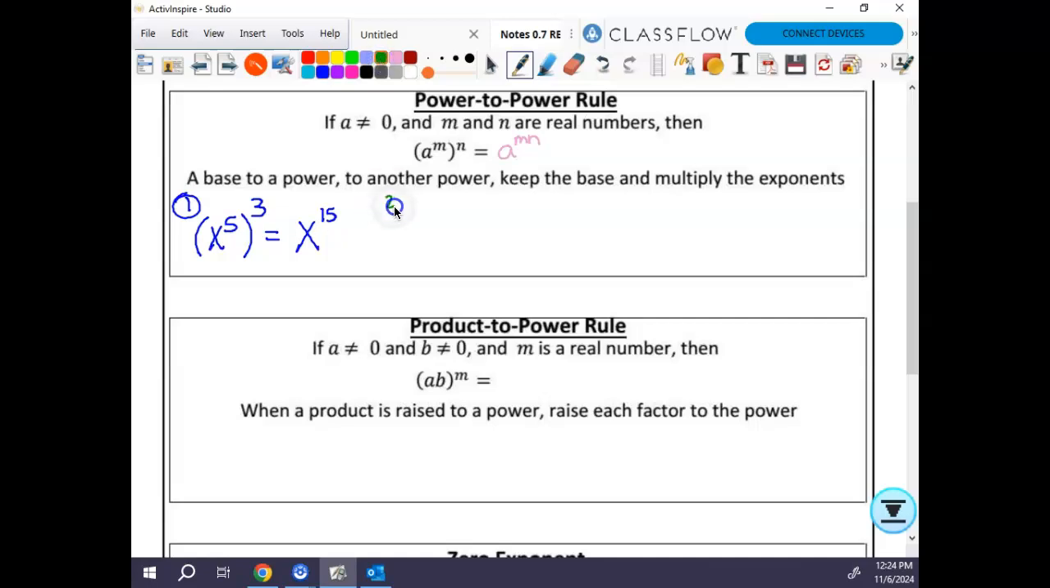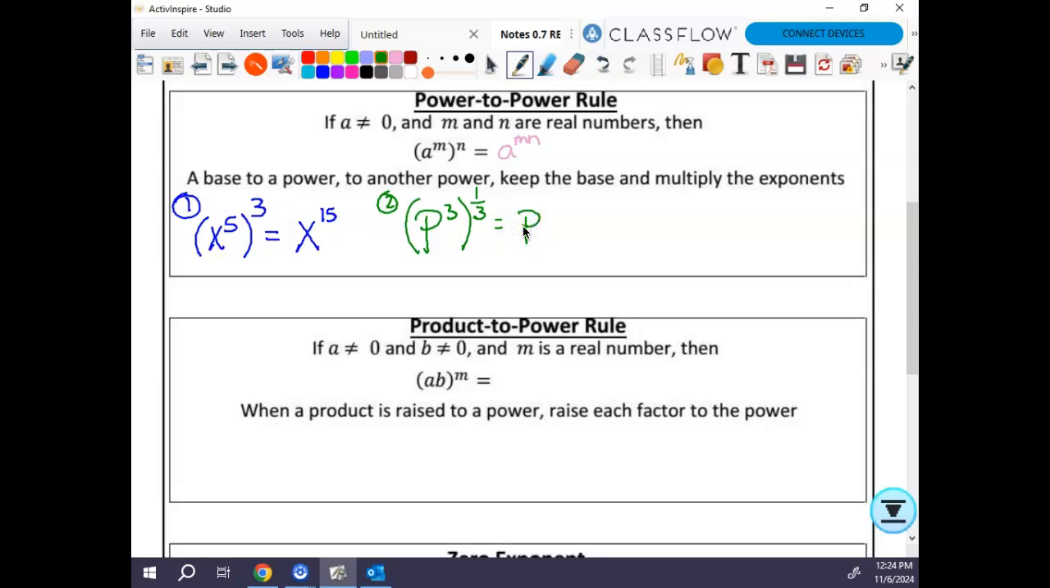Then if I have p cubed to the 1/3 power, what would that give me? P, because I'd multiply 3 times 1/3, and that's 1, right? So this is just P.